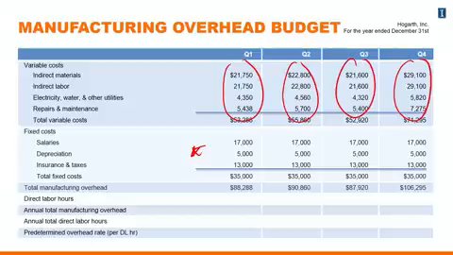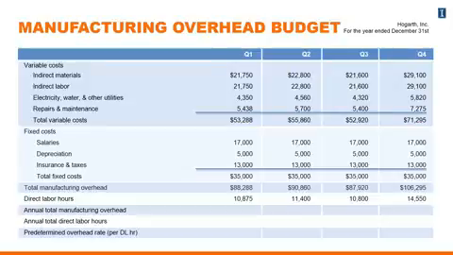The total variable costs and the total fixed costs are summed to create the total manufacturing overhead costs on a quarterly basis. Hogarth managers have identified that direct labor hours is a reasonable cost driver for estimating overhead costs. So looking at the direct labor hours that we expect to use from our direct labor budget, we can then calculate the predetermined overhead rate. Hogarth does this on an annual basis, again, just to keep things simple.